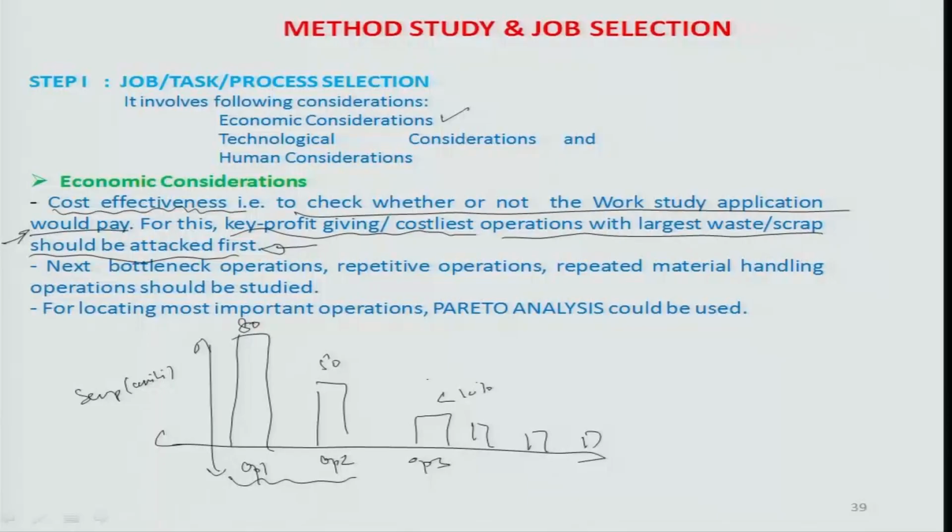Okay. So, two or three very important wasteful operations have to be first identified for this work study. Next, bottleneck operations, repetitive operations, and repeated material handling operations should also be studied, because whenever we are talking about a process which has more than one cycle to be carried out on a regular basis, if it is wasteful, then the wastefulness is added in every cycle of operation of that particular process. So, repetitive processes are the ones which should be most targeted.